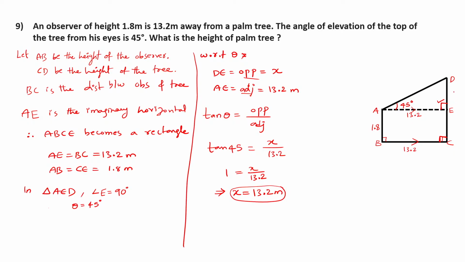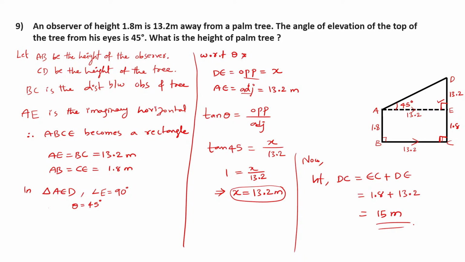Okay, now we have 13.2 meters and we have EC as 1.8. Now, what is the height of the palm? The height of the palm is DC, right? So DC equals, from the figure, EC plus DE. EC we already have as 1.8 meters and DE we found as 13.2. If you add them, we get exactly 15 meters.